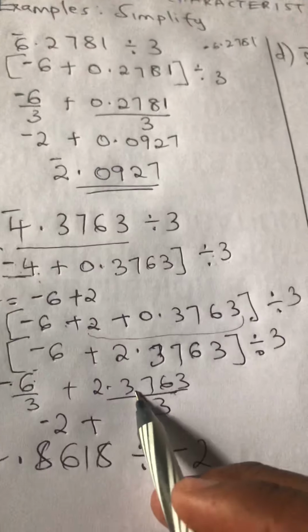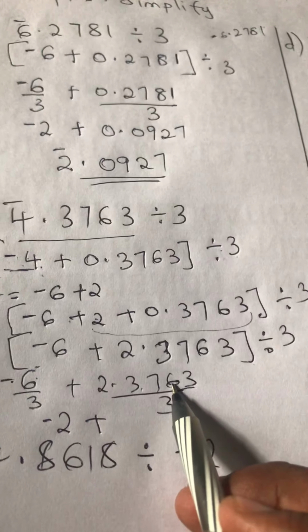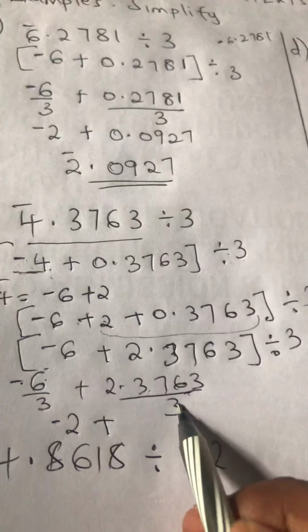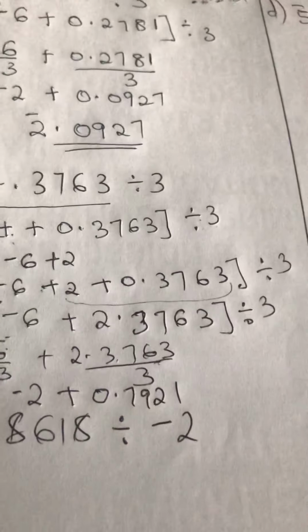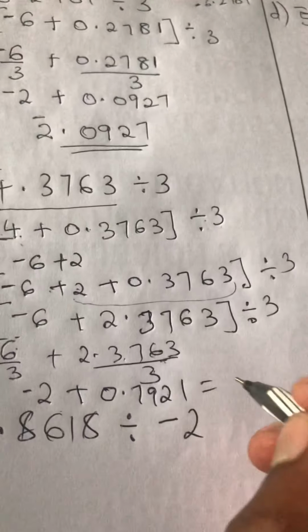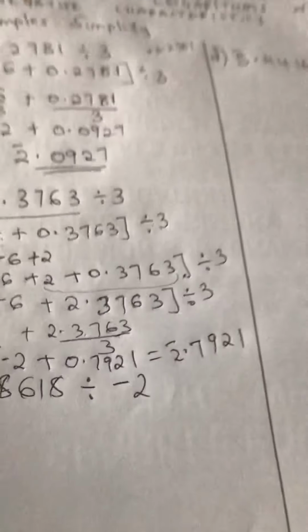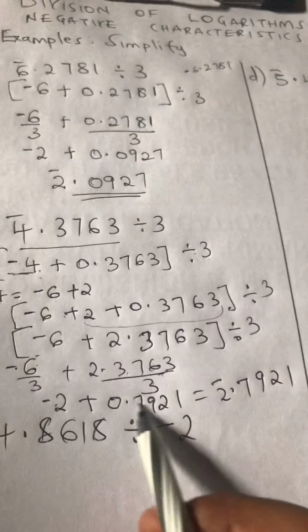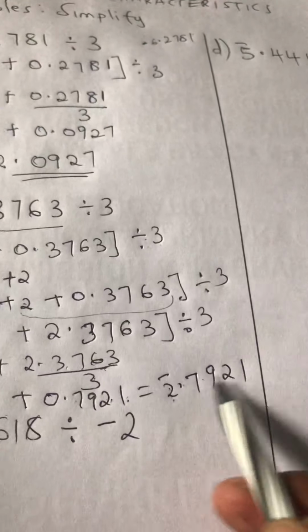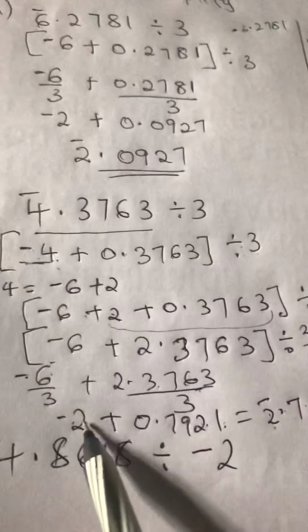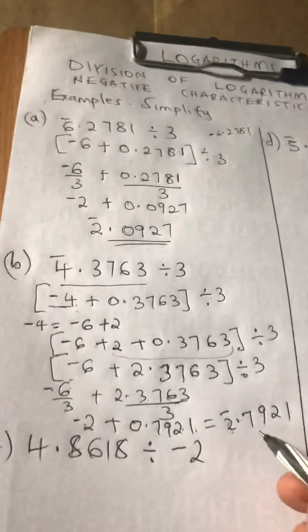And then 2.3763 divided by 3 inakupea 0.7921. Then when you combine, you will get bar 2.7921. Remember, hii ilikuwa minus 2 plus 0.7921. Wakati nitazi combine, sasa itakuwa bar 2.7921. Because then only 2 is negative, but not this part. And that is the answer.